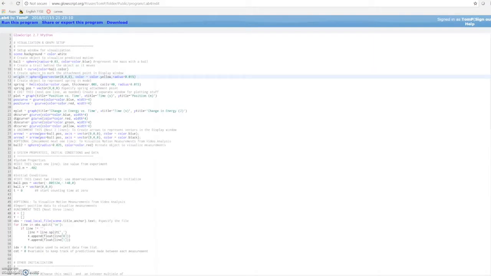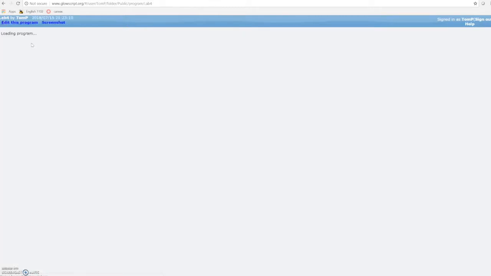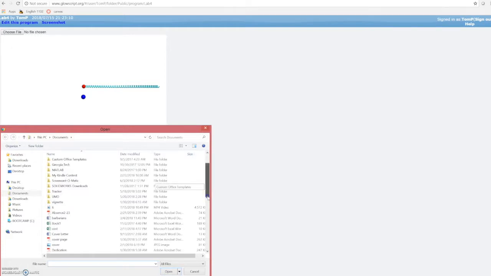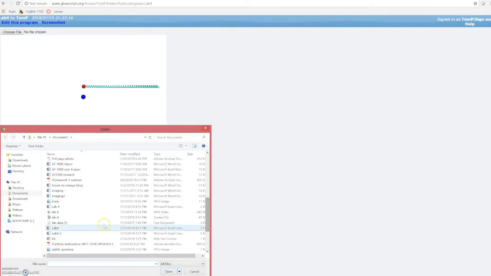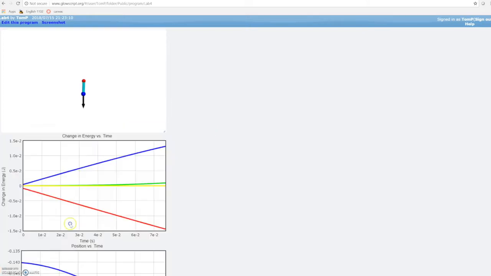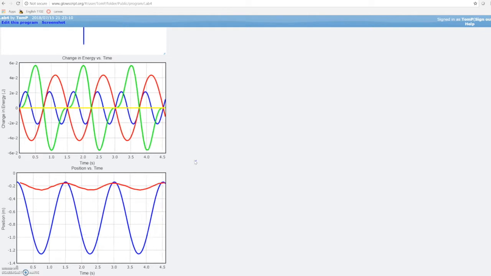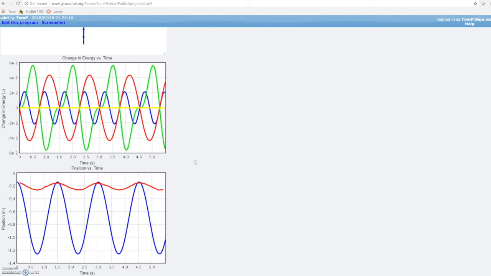When I run the code, as you can see, there are two graphs, the change in energy versus time and the position versus time. The yellow is the total energy, and the green, the red, and the blue are the three energies that add up to 0. So as you can see, this is how my CSV file showed the energies. However, my position versus time data is very skewed, as they're supposed to be similar, the computational model versus the real-world example. However, they're very, very different.